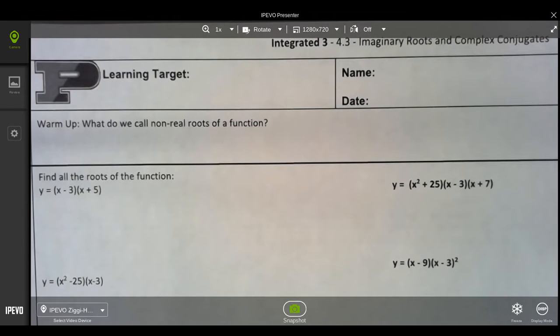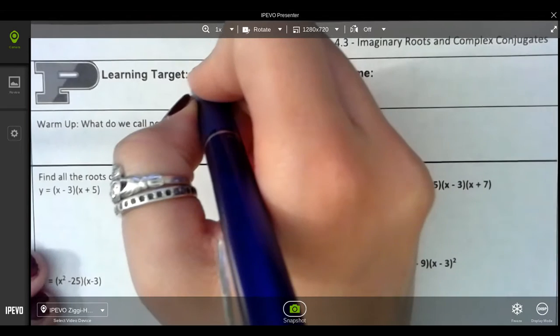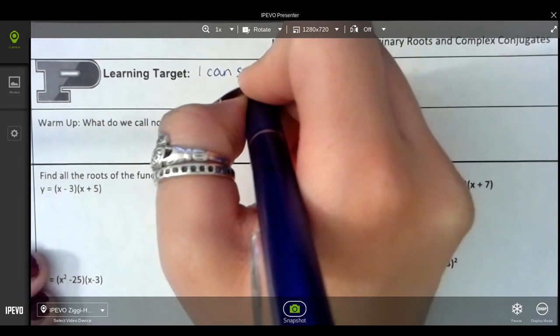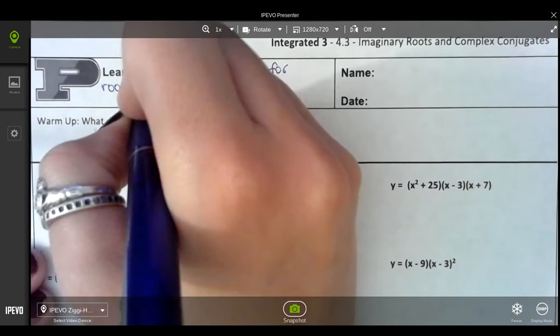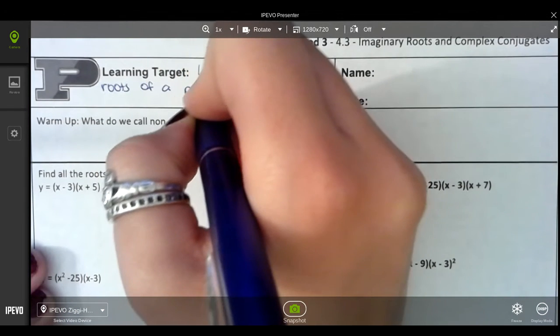Imaginary roots and complex conjugates. Learning target: I can solve for roots of a polynomial.